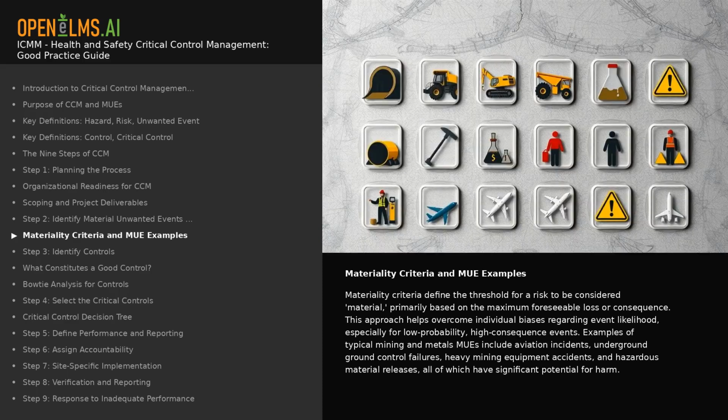Materiality criteria define the threshold for a risk to be considered material, primarily based on the maximum foreseeable loss or consequence. This approach helps overcome individual biases regarding event likelihood, especially for low-probability, high-consequence events. Examples of typical mining and metals MUEs include aviation incidents, underground ground control failures, heavy mining equipment accidents, and hazardous material releases, all of which have significant potential for harm.